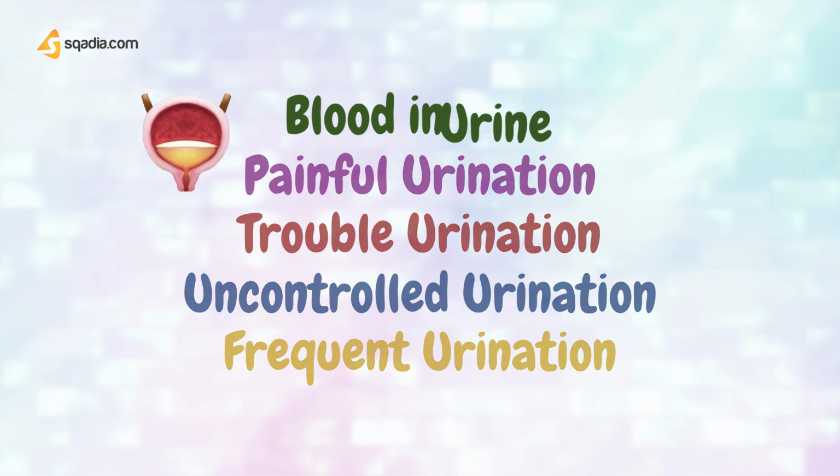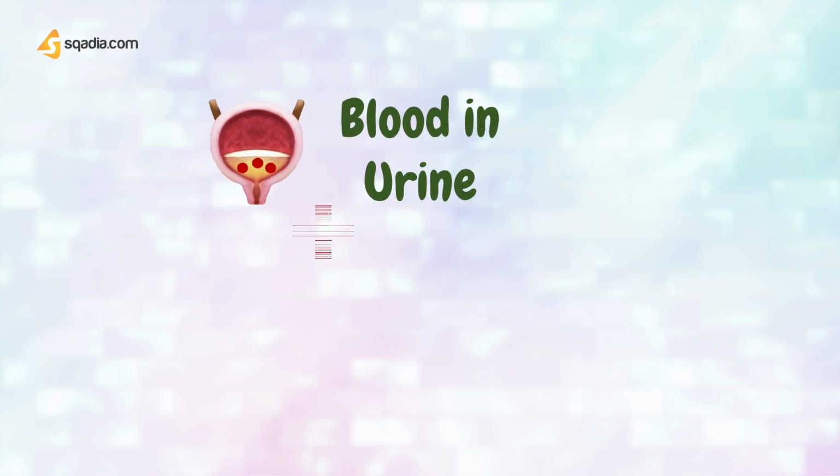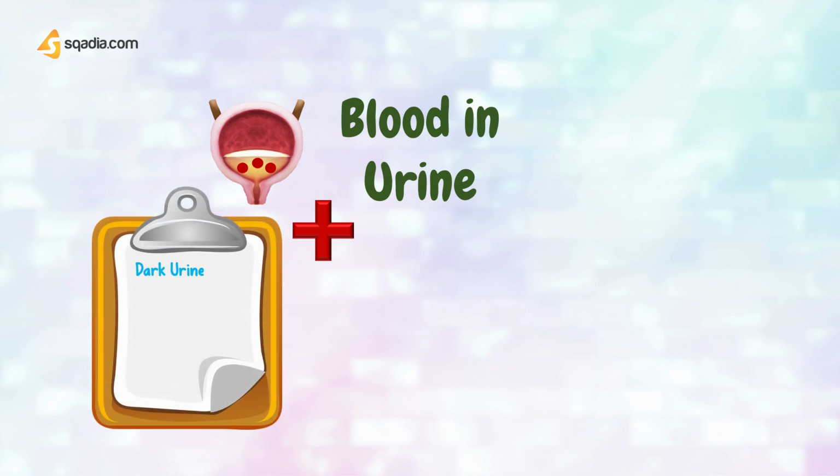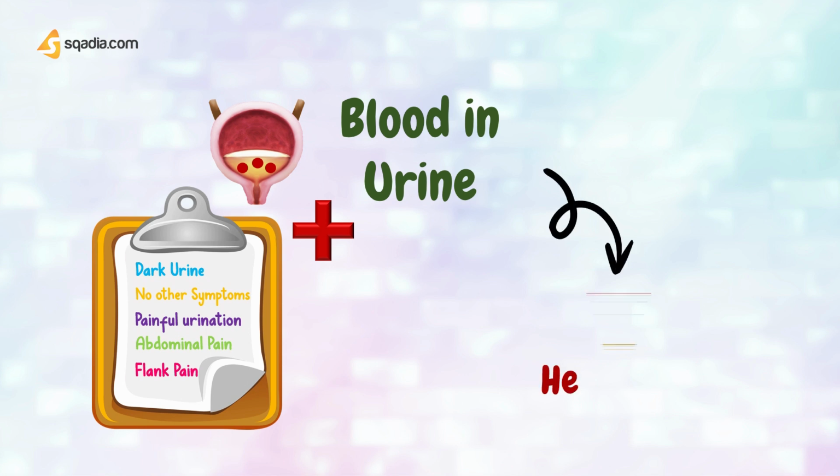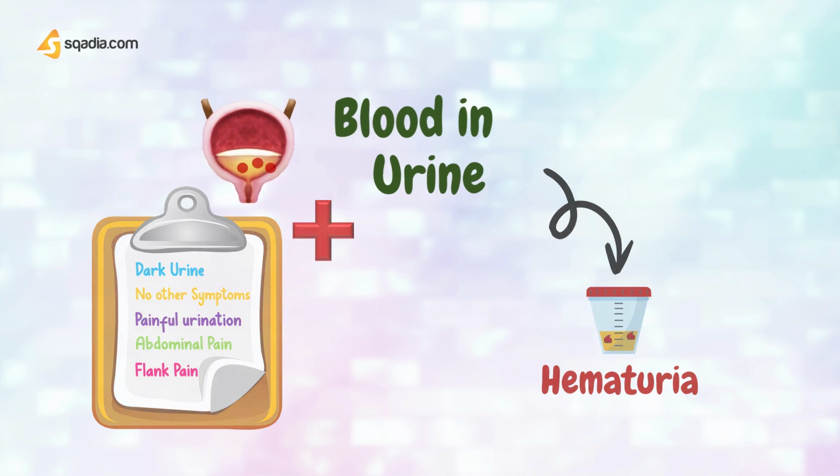Along with blood in urine, if the patient experiences dark urine, sometimes no other symptoms, sometimes painful urination, abdominal or flank pain, and changes in urinary habits, it is a typical case of hematuria. Hematuria occurs due to several reasons.